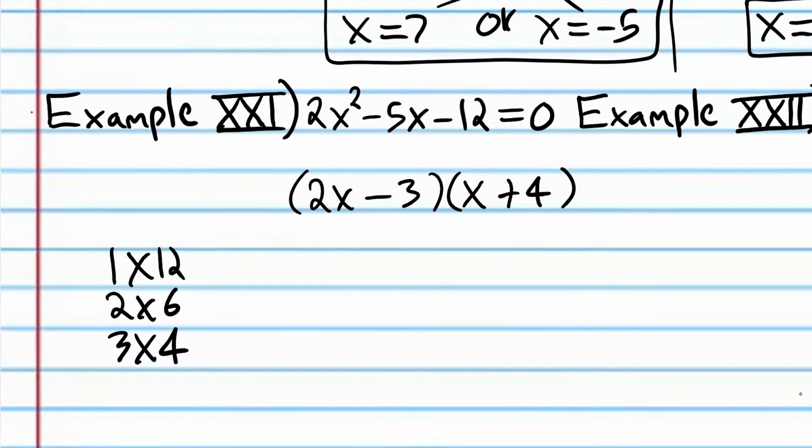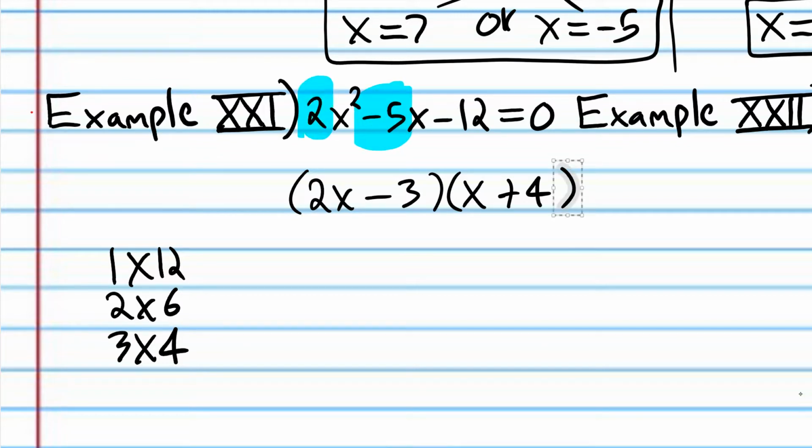So the point I'm trying to make here is that these problems are not as simple as the previous problems, because the numbers that multiply to negative 12 are not going to add up to negative 5. And that's the most important thing to understand. You really need to understand that.